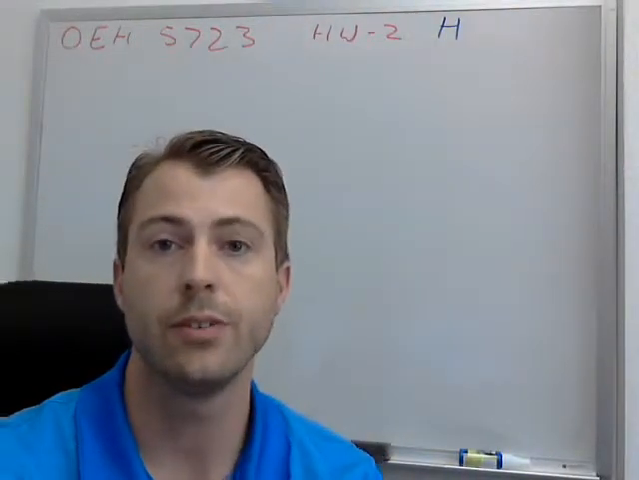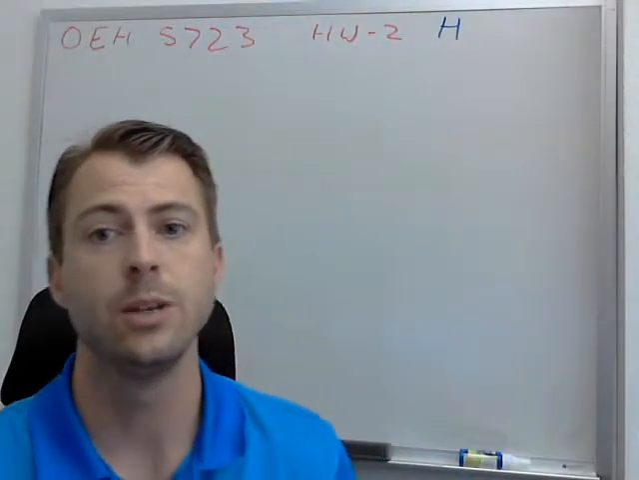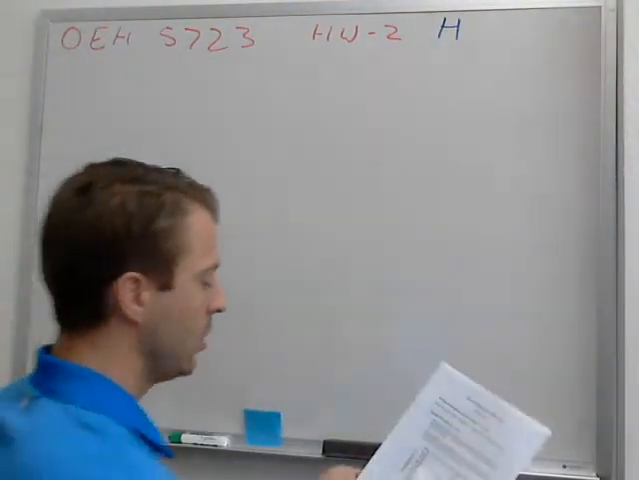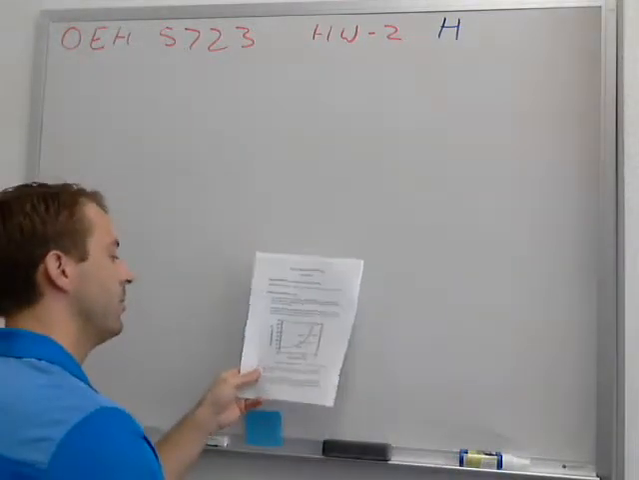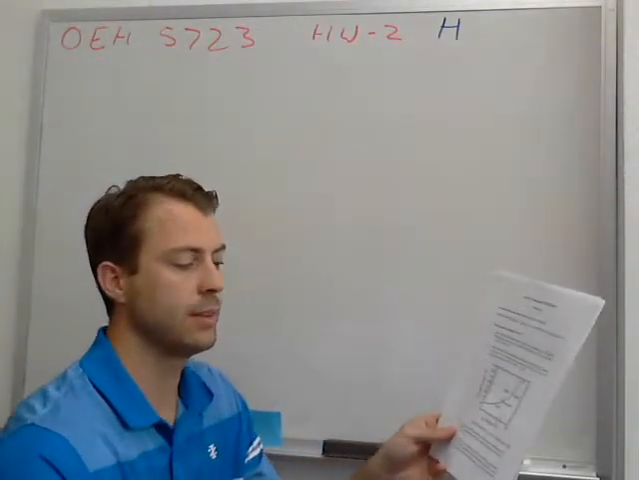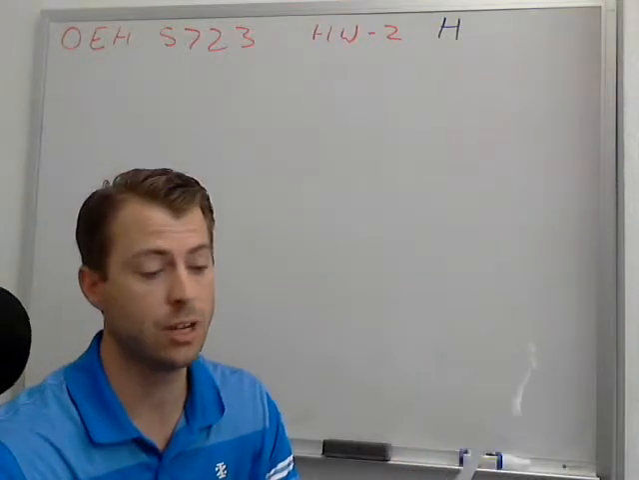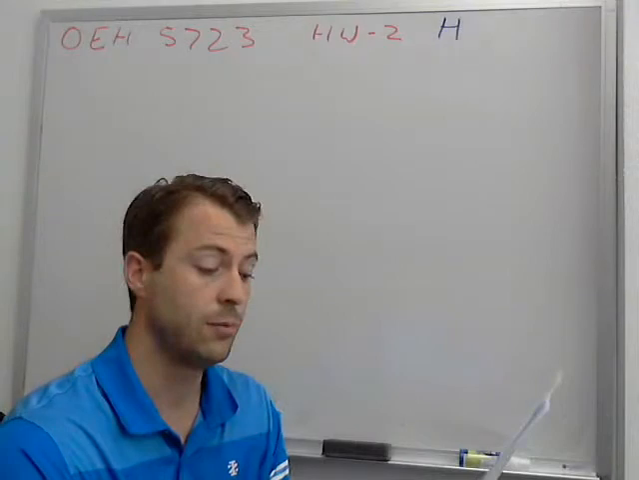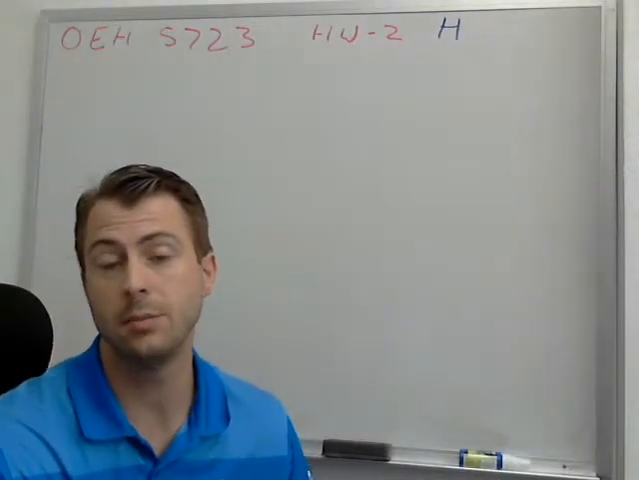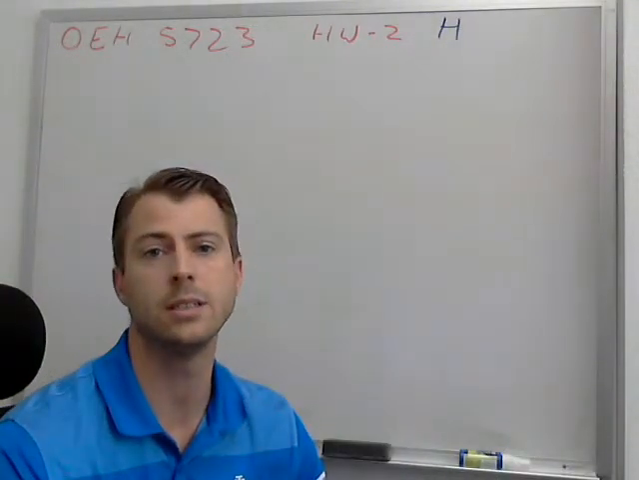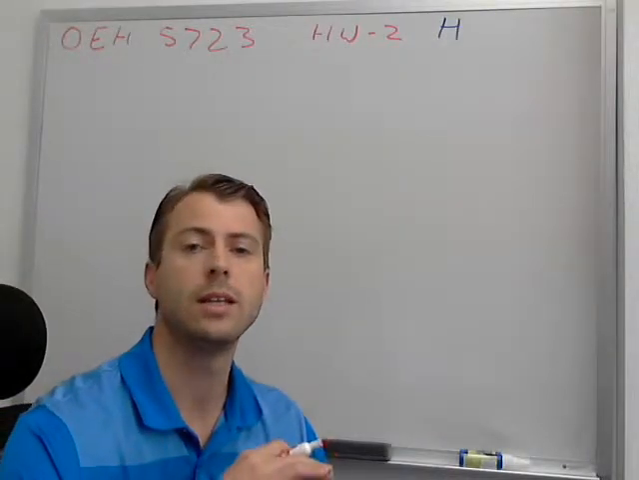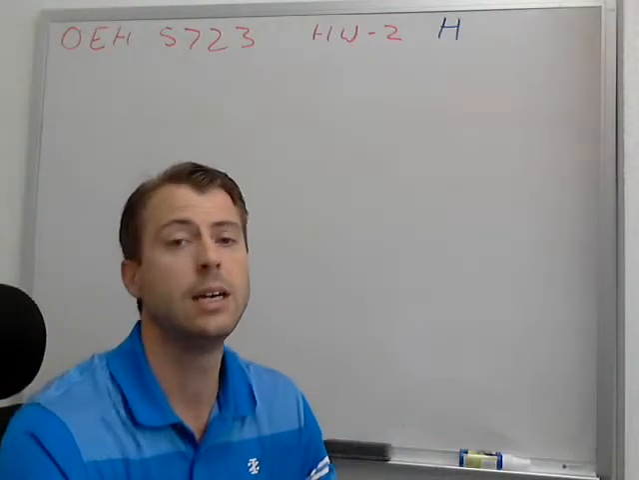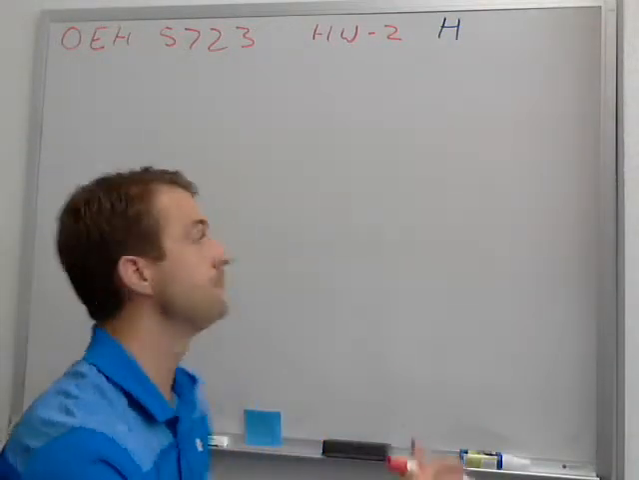Okay, this is OEH 5723, homework set 2, problem H, our third problem on this set. We are given an air sample that was collected for methylene chloride, and we found that it had a concentration of 32.9 milligrams per cubic meter. Unfortunately, our exposure limit is in ppm, so we want to know how many ppm this is, and we're going to assume that this sample was collected at normal temperature and pressure, so 25 C and 1 atmosphere.